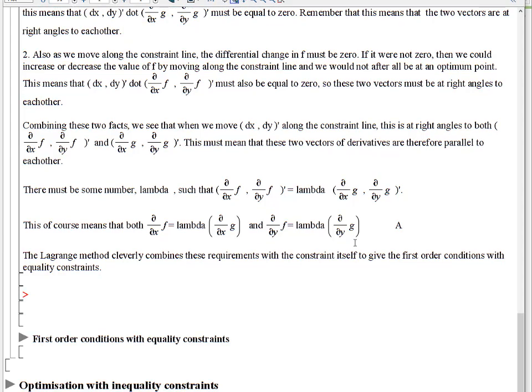And the Lagrangian method, which we'll go into in the next session, cleverly combines these two things together, along with the constraint itself, to give you first order conditions with equality constraints. So that's what we'll look at in the next session.